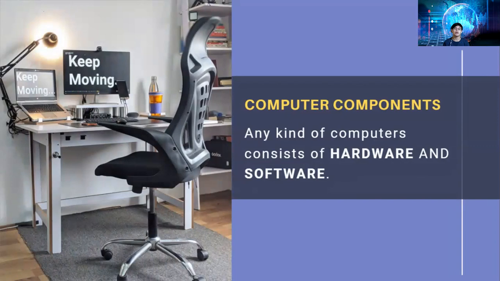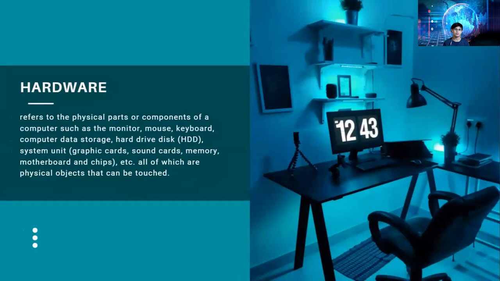Next, what are the different components of a computer? A computer has, of course, hardware and software. So what is hardware? Hardware refers to the physical parts or components of a computer, such as the monitor, the mouse, the keyboard, the computer data storage, the hard disk drive or HDD, the system unit, the graphics cards, sound cards, memory, motherboard, etc., all of which are physical objects that can be touched. So that is hardware.